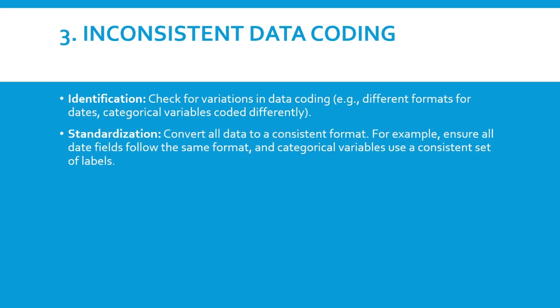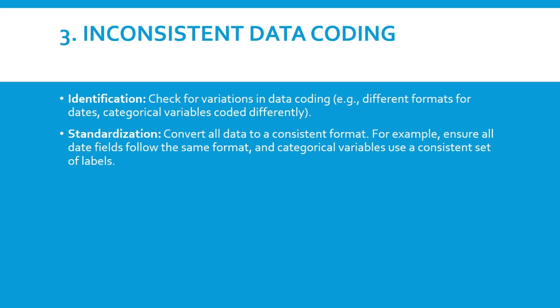Third messiness is inconsistent data coding. Check for variation in the data coding. That means different formats for dates. An example of inconsistent data coding is date storage. Different formats are available, so in the same column, different entries are stored with different formats. That is one kind of messiness.